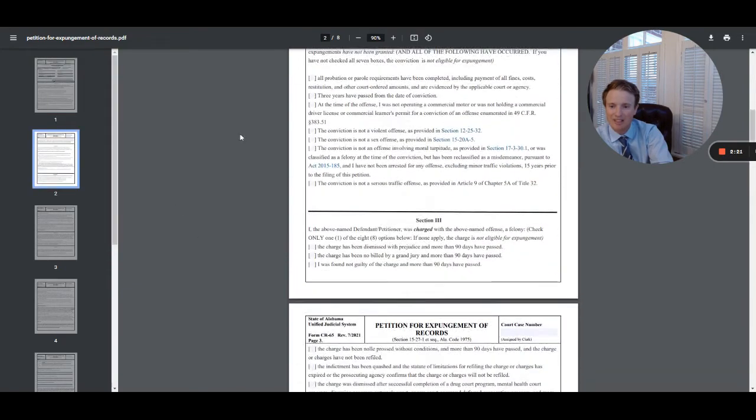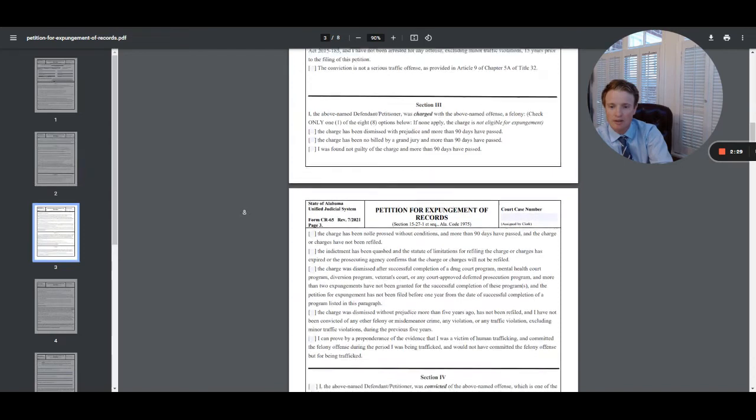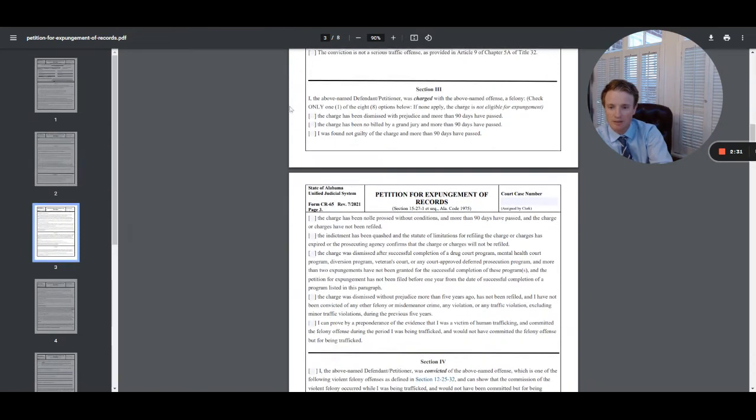Here is convicted of misdemeanor. On this one, you have to click all of them. You've got to meet every part of the statute here. This one is charged with a felony and it was dismissed. You only have to meet one of those.